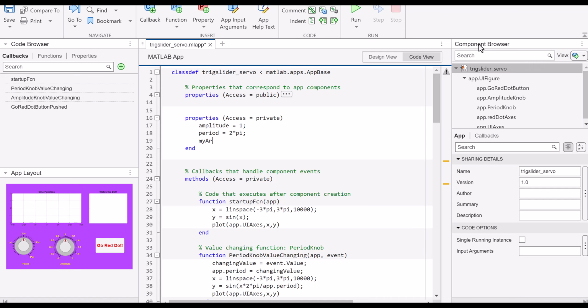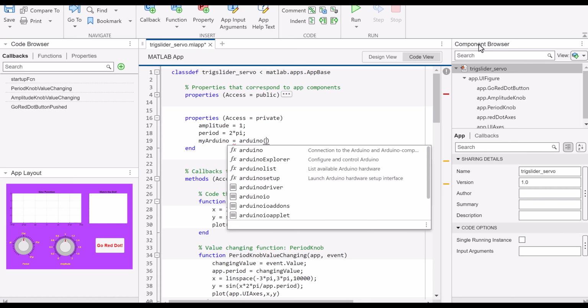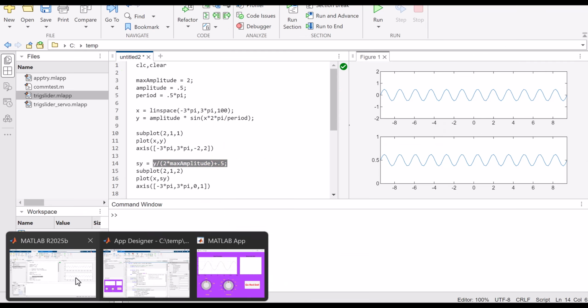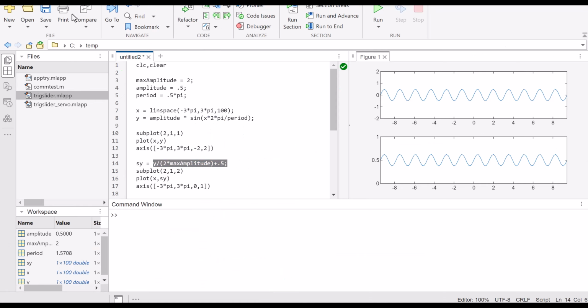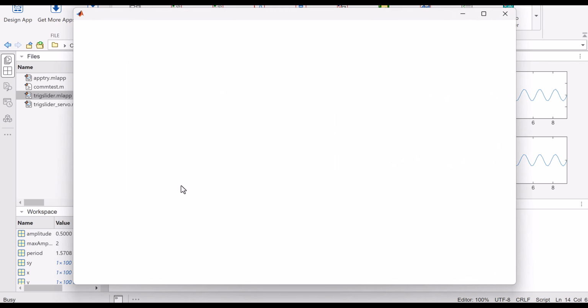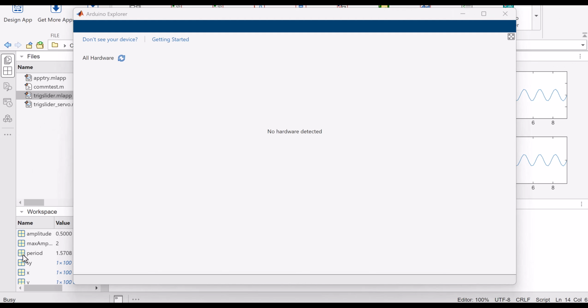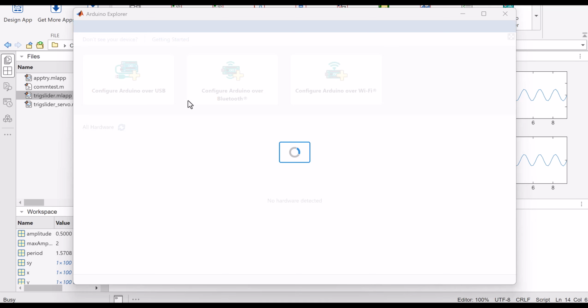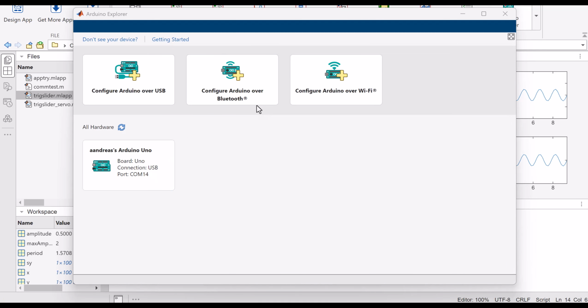Okay, my Arduino was Arduino, and I hope it's still COM14. I guess I could find out. I could find out by going to my app and asking my Arduino Explorer. And it's going to think about it for a minute, and it's going to say, no hardware detected. Well, that's nice. Oh, wait, there it is. COM14. Okay, good.